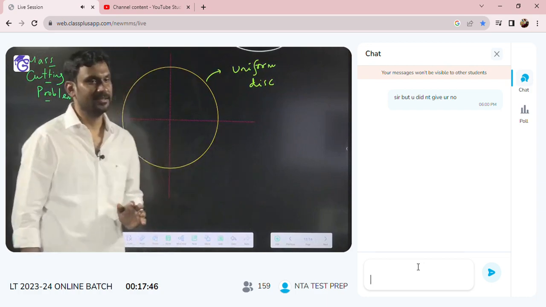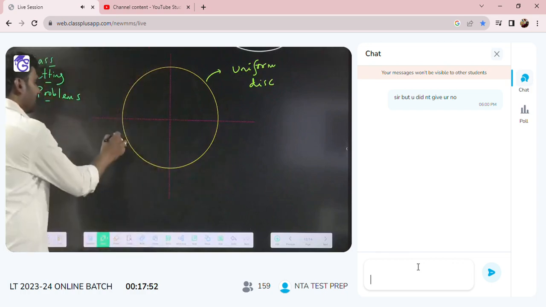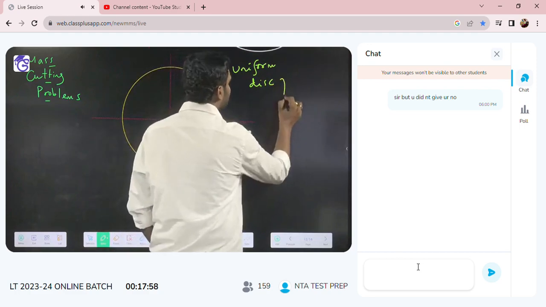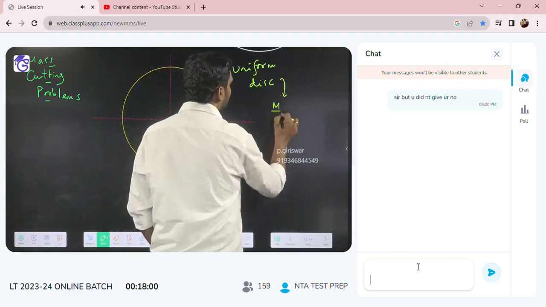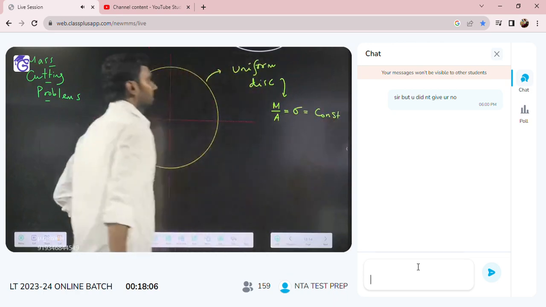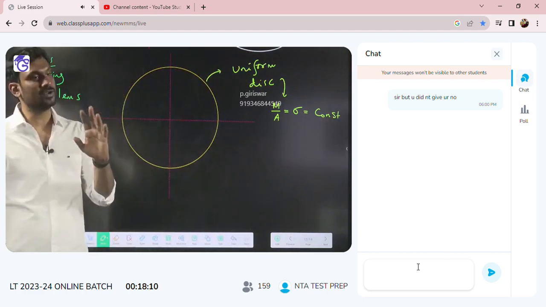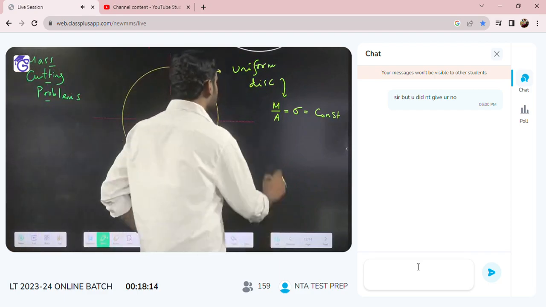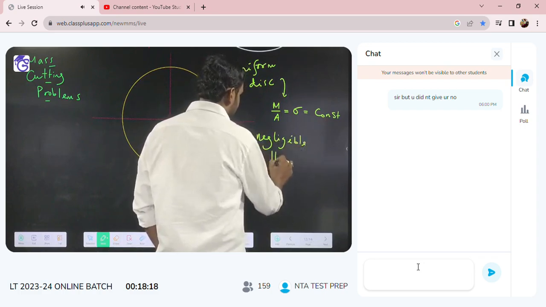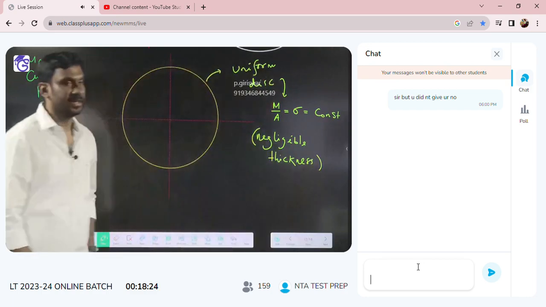Okay? Right. So now this is the uniform disk. What do you mean by uniform disk? Uniform disk means mass per unit area, which is referred to as sigma, is equal to constant. So mass per unit area is constant, right? Fine. And we also consider negligible thickness. Okay? Negligible thickness.